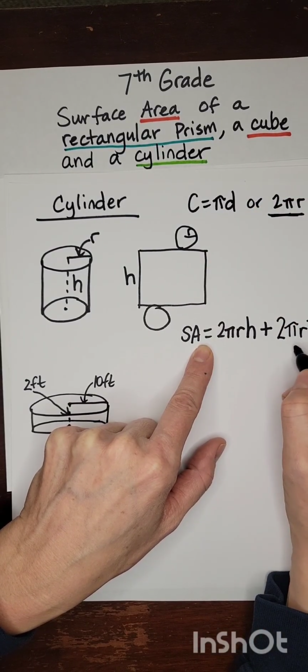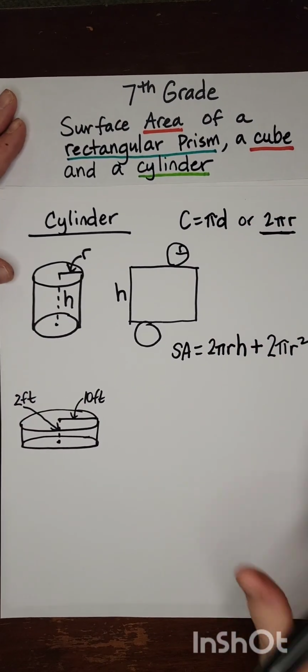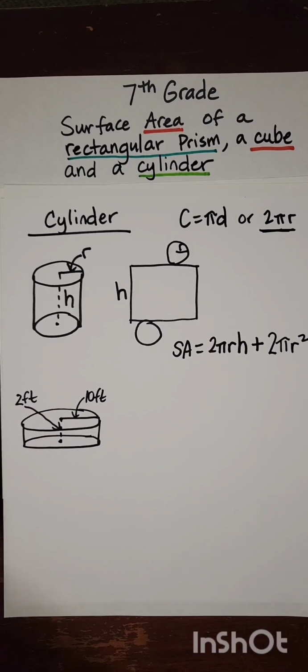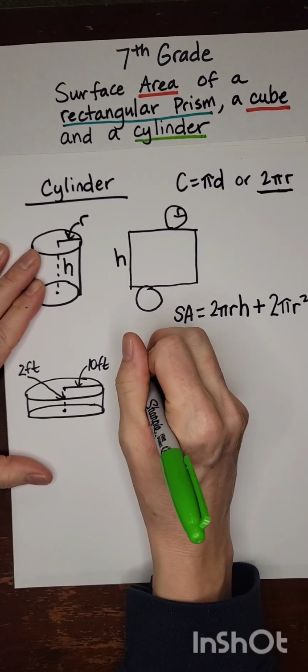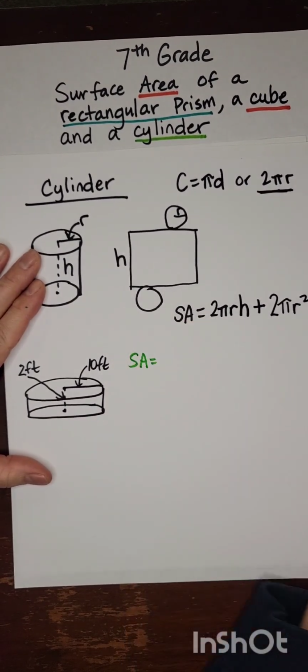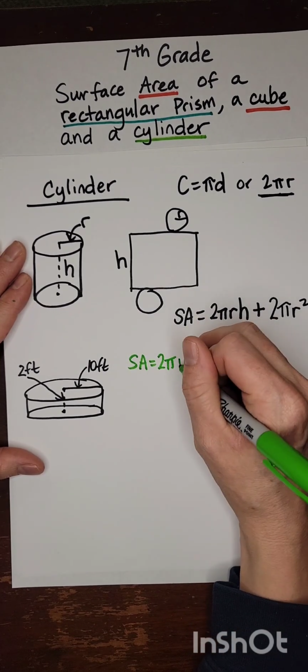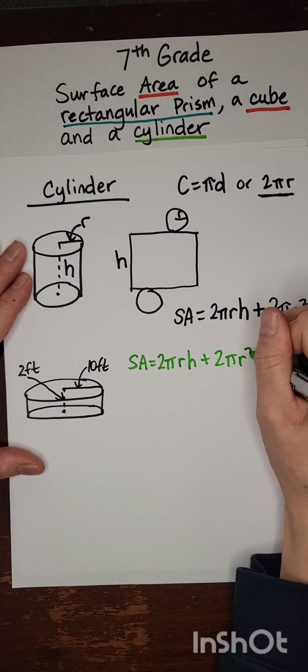Okay, if you're not familiar with the area of a circle, please go back and watch that video or find someone else who's got a good video on it so that you understand if that's confusing for you. All right, now let's go ahead and do this in an example. So we're going to work with this cylinder right here. As always, I write down my formula first. So 2 pi r h plus 2 pi r squared.